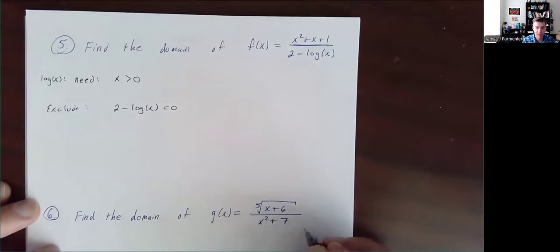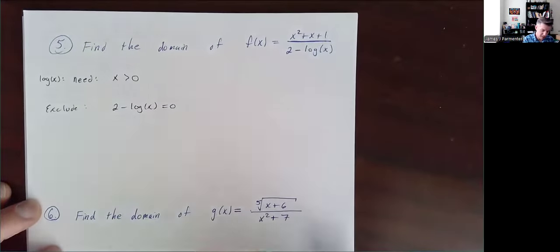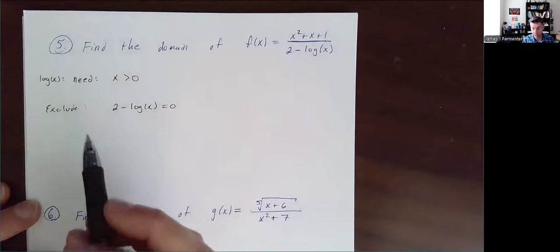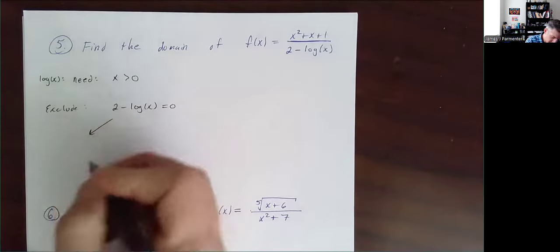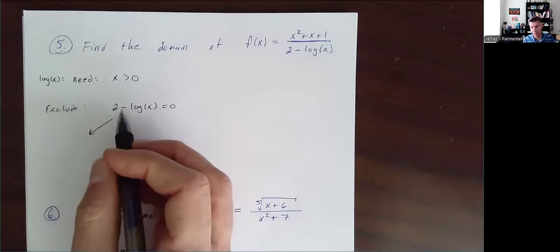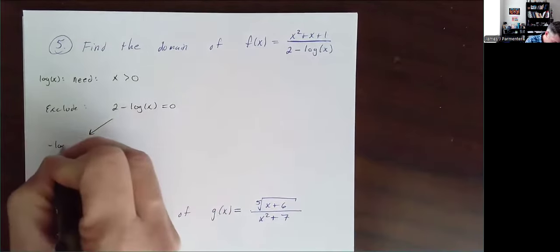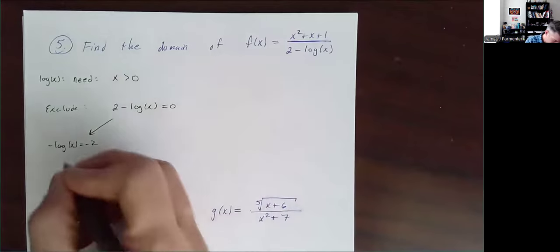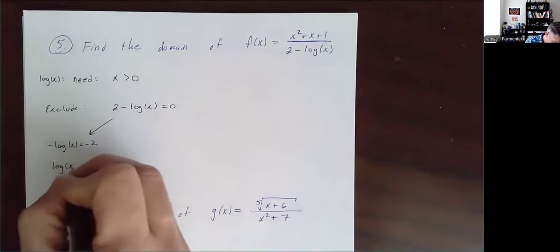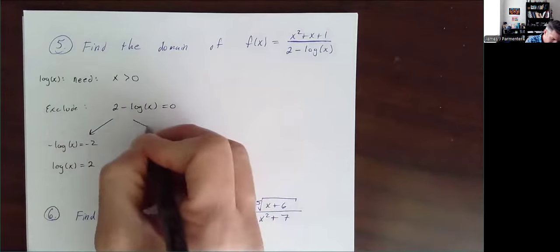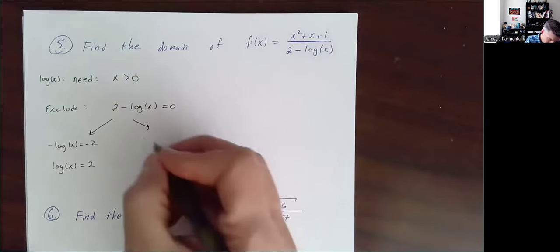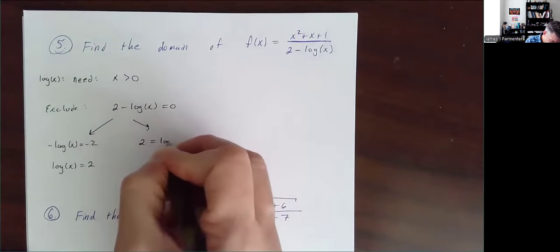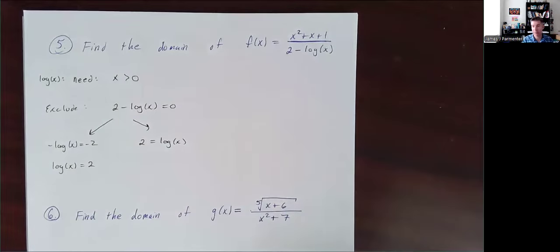Let's solve this equation. I want to point out that when I solve this equation, I would rather not do it this way. I know most people would probably say, let's subtract 2 from both sides, so negative log of x equal to -2, and then multiply both sides by -1. You get log of x equal to 2. I would rather just add log of x to both sides and get 2 equal to log of x. To me, that feels like fewer steps to get to essentially the same place.